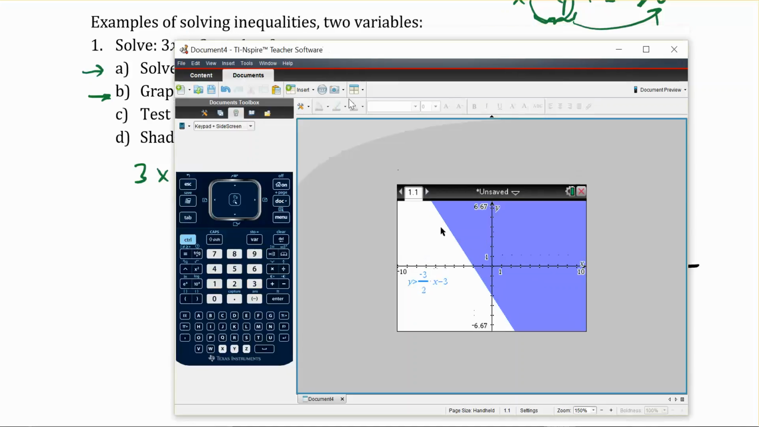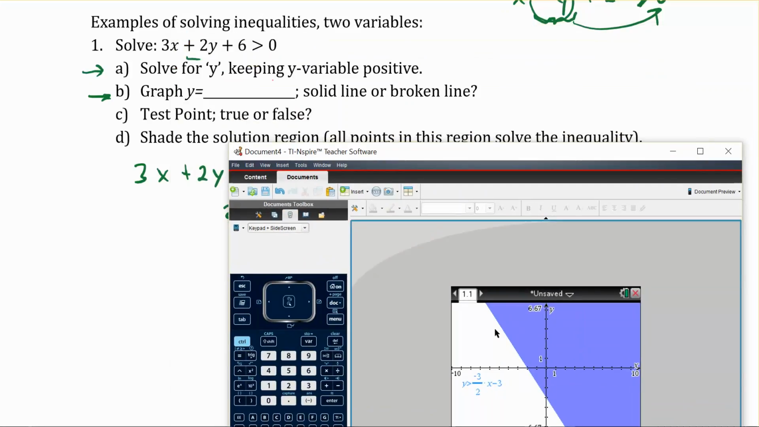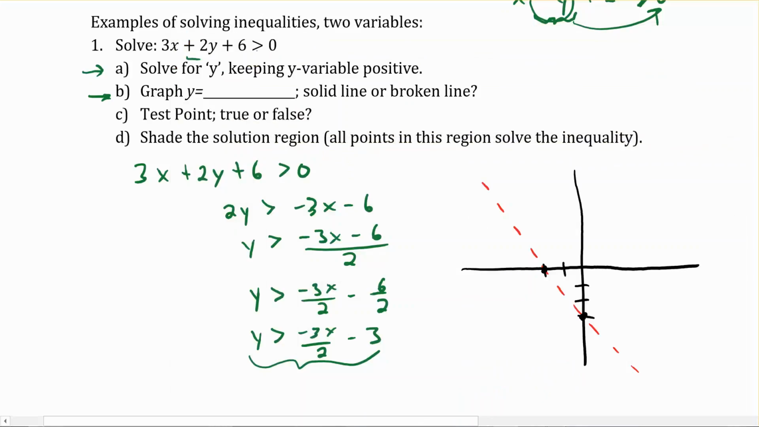And it's a dotted line because our original inequality says y is greater than. It doesn't say that it's equal to. It would be a solid line if this said y is greater than or equal to, but it's just greater than, so it's never actually touching that line. You could say it's always just greater than that line.